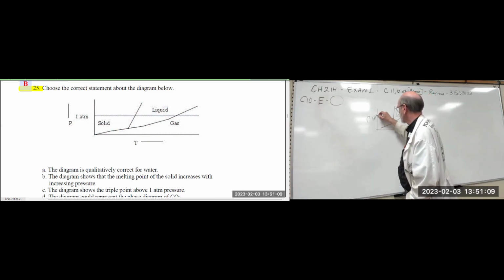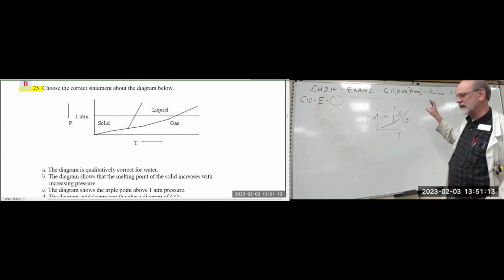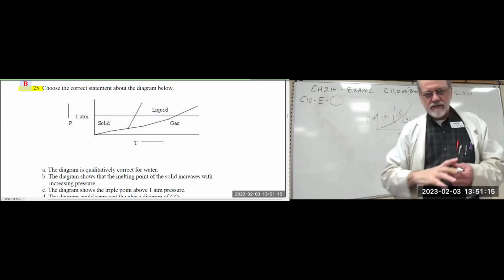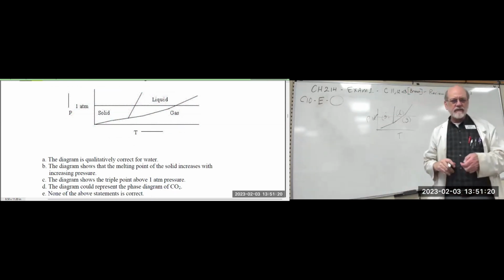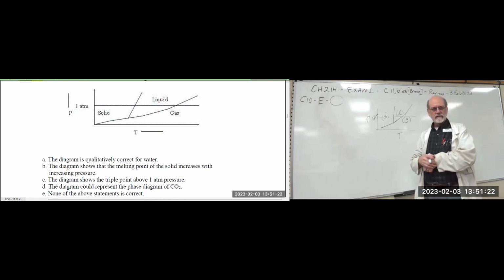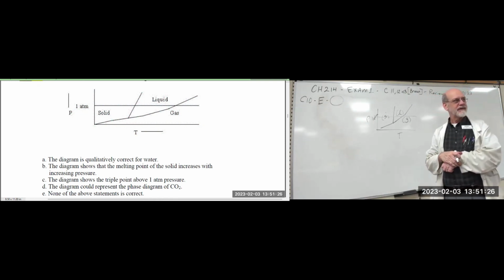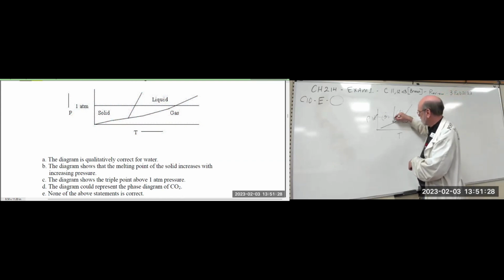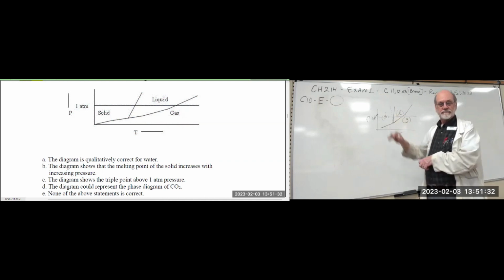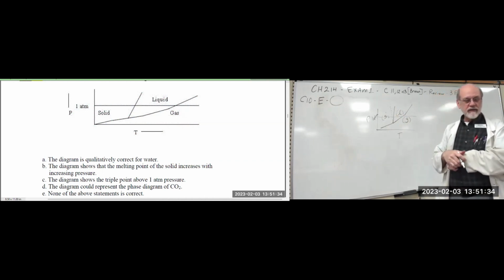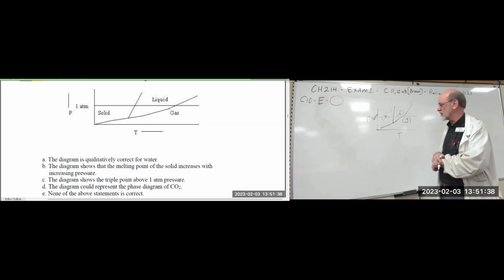1 atmosphere. Okay, that's everything that's given in that chart, I believe. All right, so let's go down to our answers. The diagram is qualitatively correct for water. Is that true? No. Water would be like this. That line would be negative slope. So that's not true. The diagram shows that the melting point of the solid increases with increasing pressure.